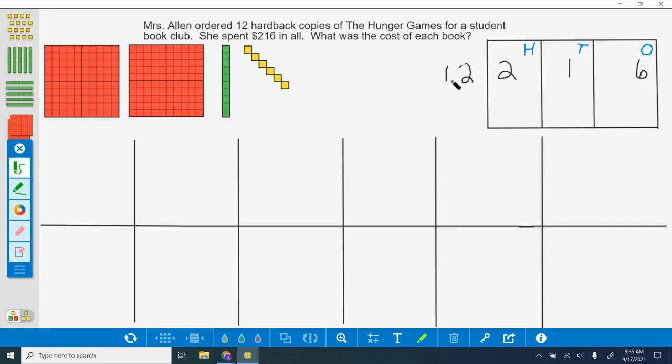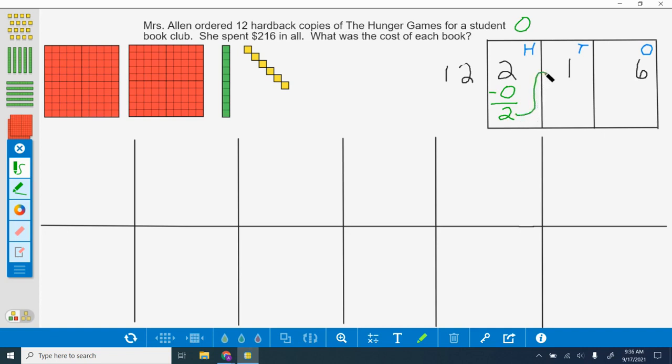Do we have 12 hundreds in the hundreds place? Well, let's take a look at our model. I see one group of 100, 2 groups of 100. Do we have 12 groups of 100? No, we don't. So we're going to notate that here. We do not have 12 groups of 100. We only had 2 groups of 100. So now we're going to regroup.